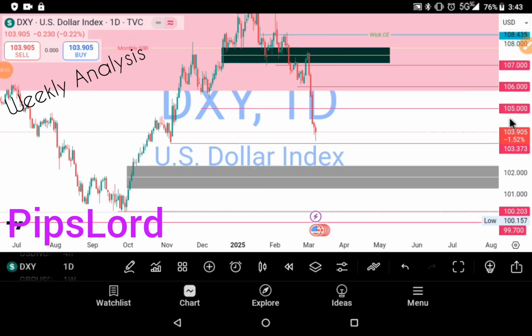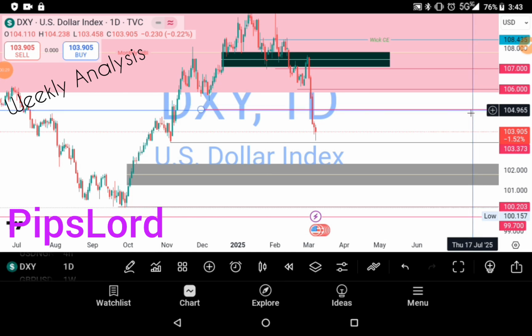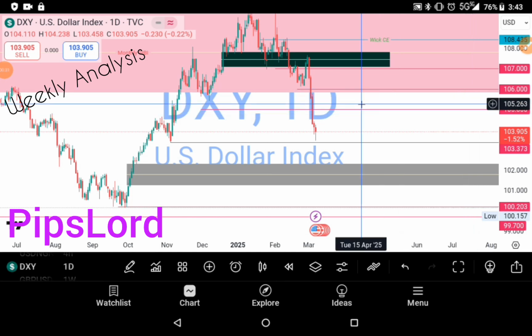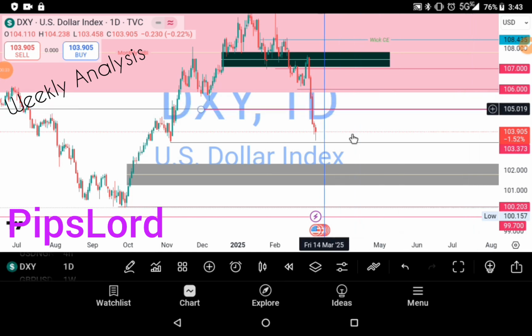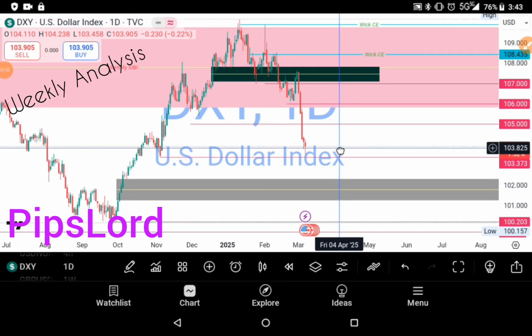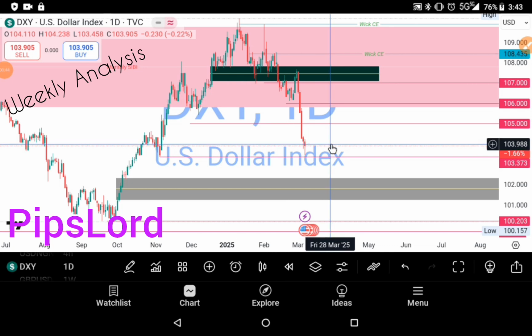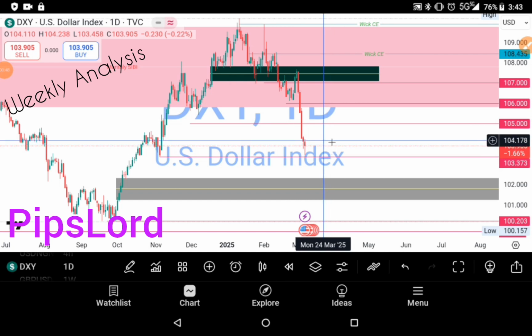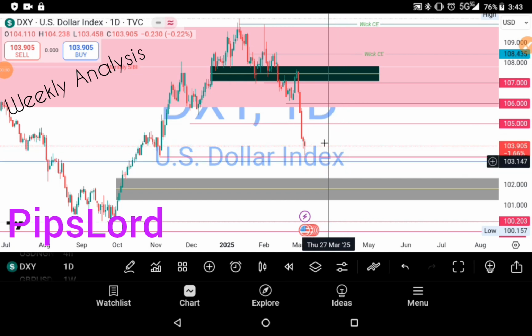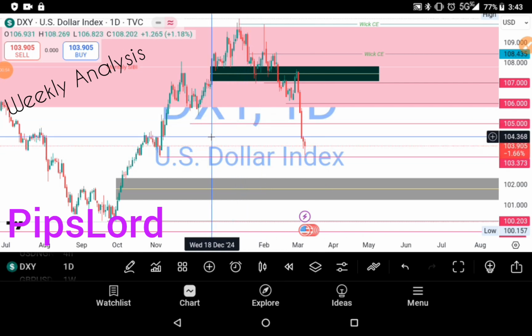And the analysis I'll be making for today is how I'll be viewing the market from 10th of March to 14th of March, 2025. So without wasting much of our time, let's dive straight into the market and see what we have.